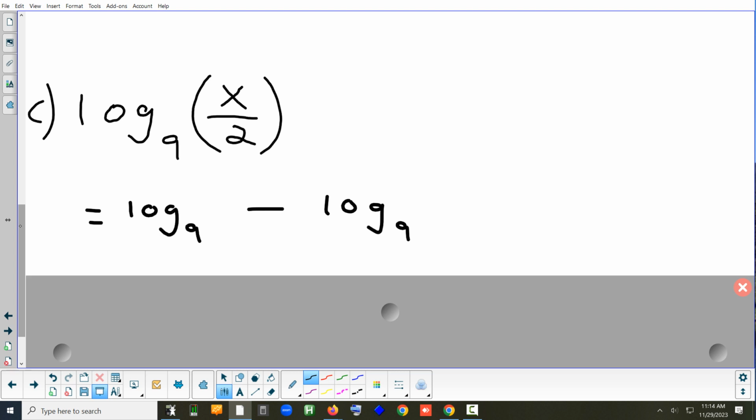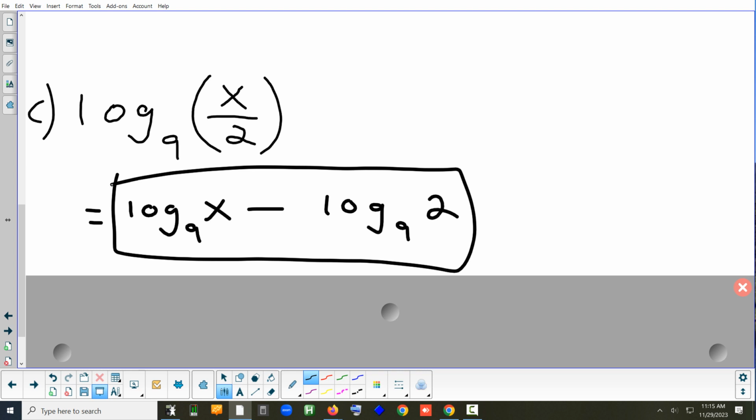All right, so we get the base 9. What's your first argument? And you don't have a choice. It has to be x. Top goes first, bottom goes second. If you switch it, think about doing 5 minus 2 and 2 minus 5. It's not the same thing. Any question on that one?